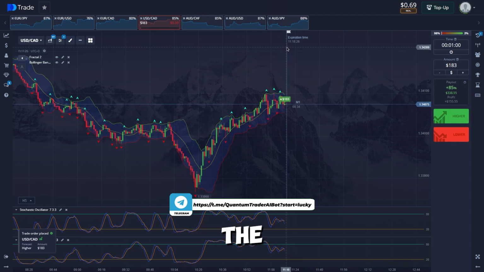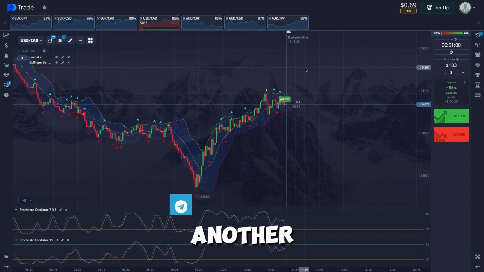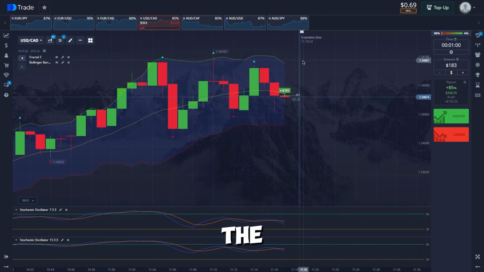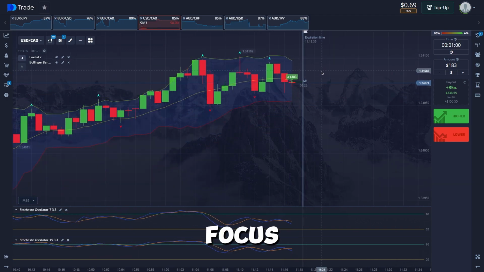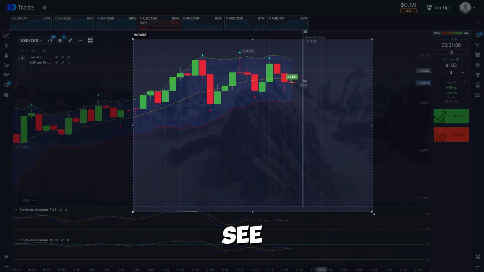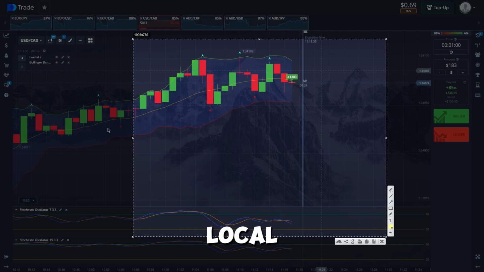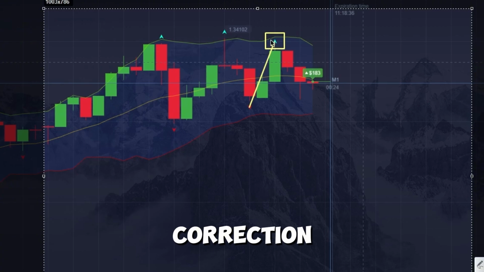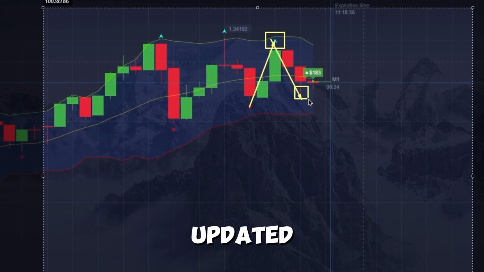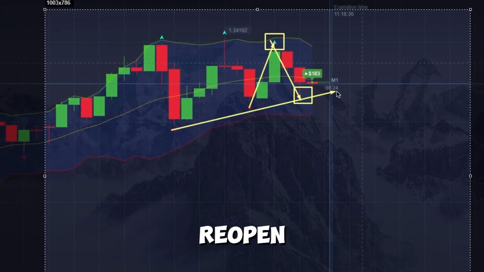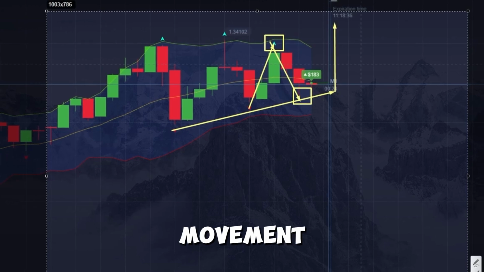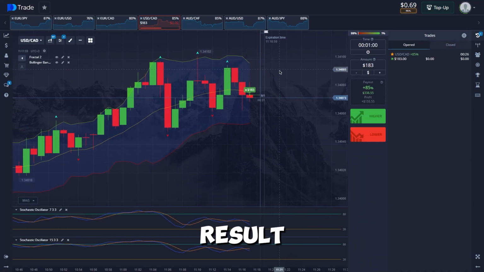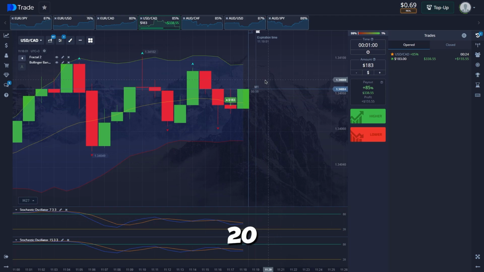To consolidate the result, I decided to open another deal of the same nature, highlight the workspace. Here we also focus on the intra-channel movement. We see the upward dynamics, the local maximum has been updated again. Then the price has gone into correction, the local minimum should be updated according to the fractal, and we reopen according to the dynamics of movement. In our case, let's look at the result. We have a little more than 20 seconds left.